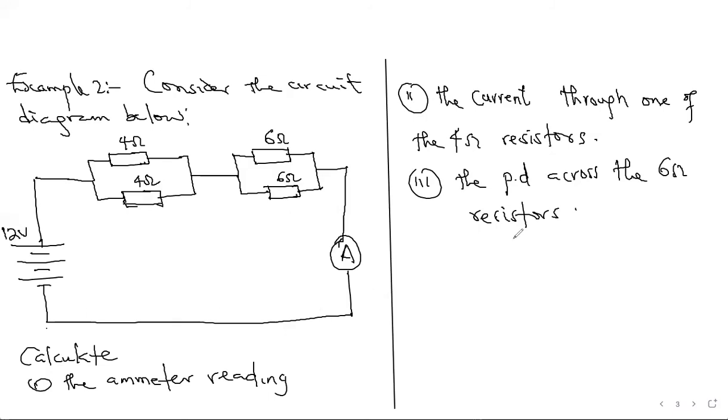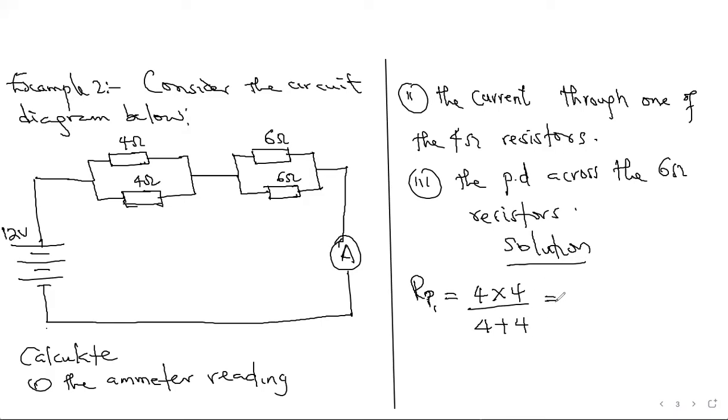So what we can do first is to reduce all these resistors into a single resistor, which is the total resistance. These 4 ohm resistors in parallel will give us, let's say I call that RP1, parallel 1. That will be product over sum, that's the product divided by the sum of the resistances.